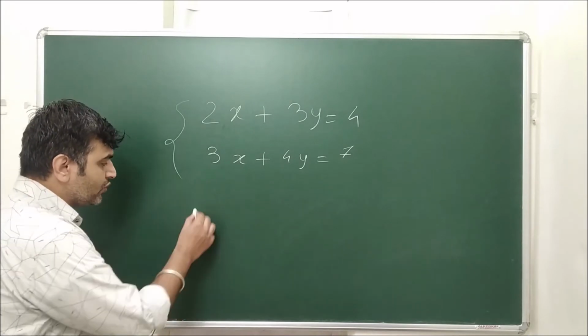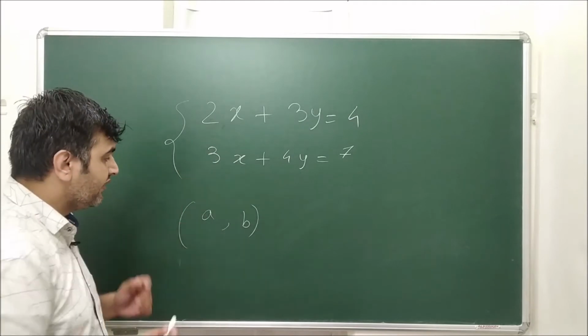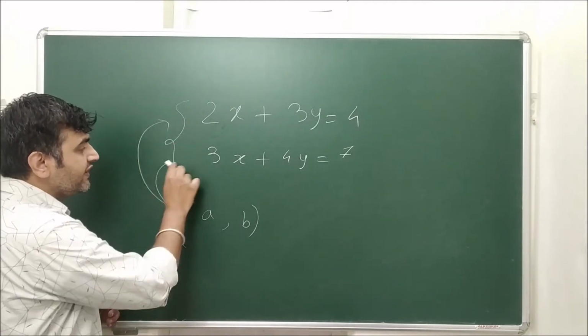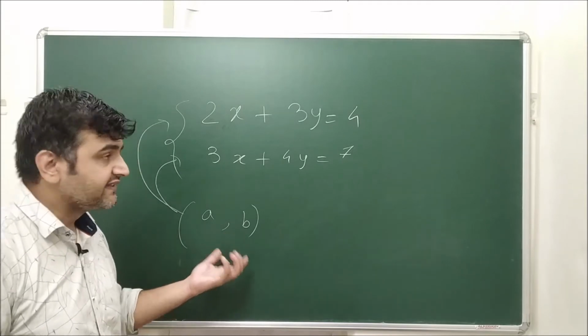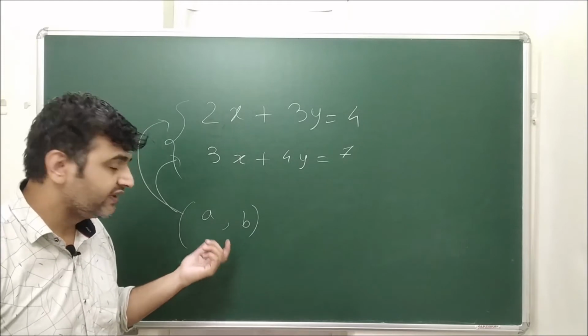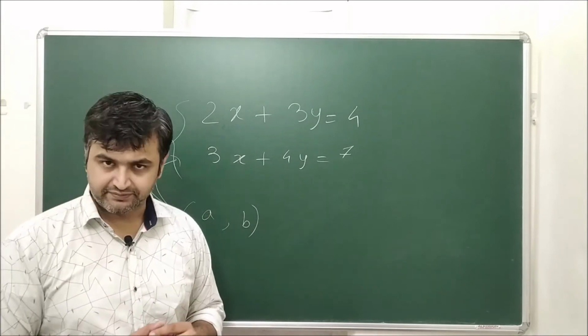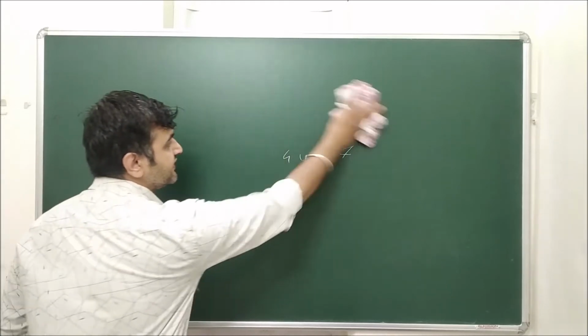And when do you call something a solution? I will call (A, B) a solution to this system when it satisfies all the equations in that system. When a point or a tuple satisfies all the equations in that system, then we call that a solution to that system. Okay, so now how does a system look in general?